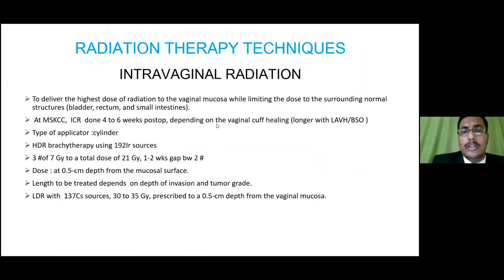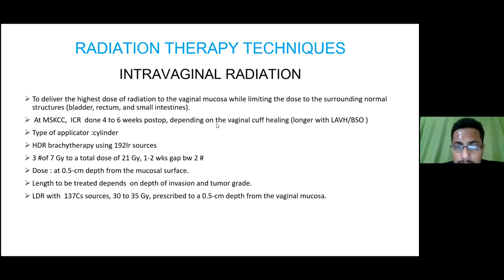Coming to how the radiotherapy is given. The radiotherapy is given in two forms: one is external beam radiotherapy and another is intravaginal radiation. In intravaginal radiation, usually a high dose of radiation is delivered to the vaginal mucosa, limiting the dose to the surrounding normal structures, that is, in front the bladder, at the back the rectum, and above the small intestines. Usually the applicator used is the cylinder, and high dose rate brachytherapy using iridium-192 sources is used, and 21 gray is usually delivered in 3 fractions, that is 7 gray per sitting, 3 sittings in total.